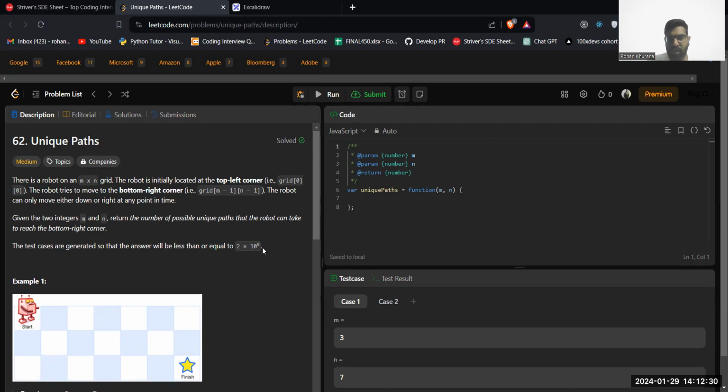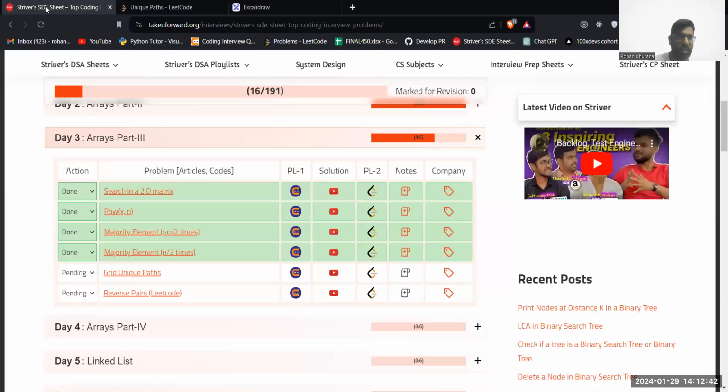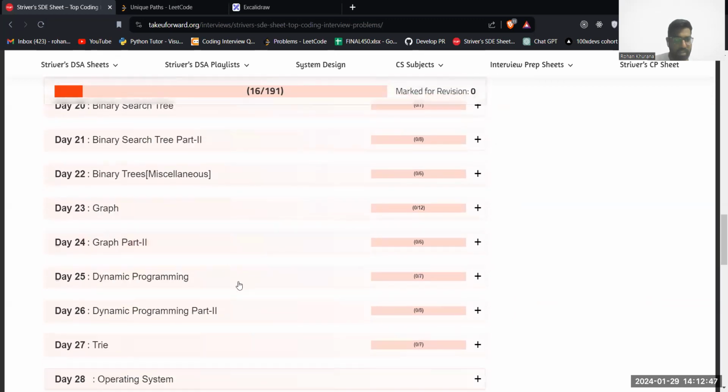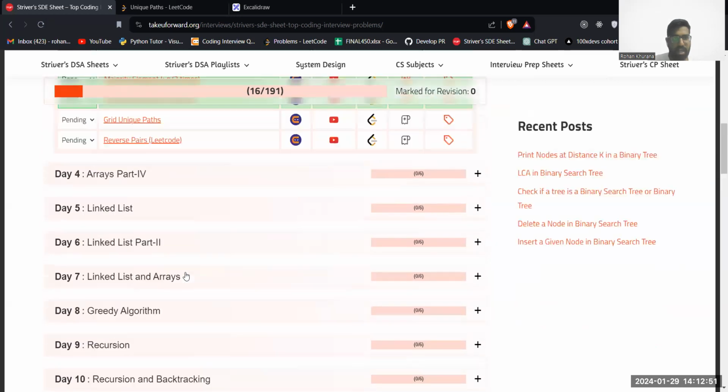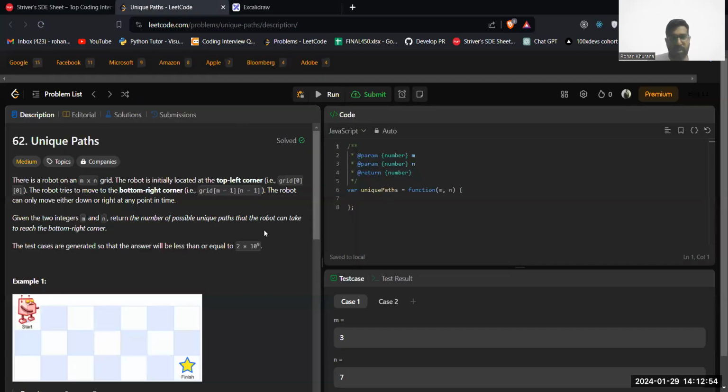I can tell you how tabulation works and then how space optimization works as well. But the main point of this question, and what I can think of as the reason Striver has put it in the array section and not in the separate day for dynamic programming, is that this question is particularly based upon permutation and combination and not exactly on dynamic programming. But yes, dynamic programming is one of the solutions.